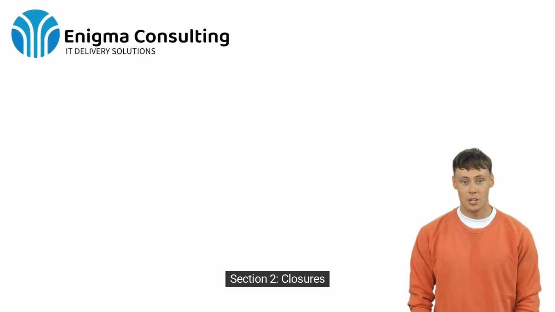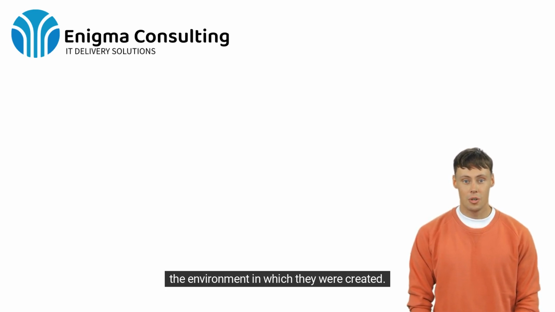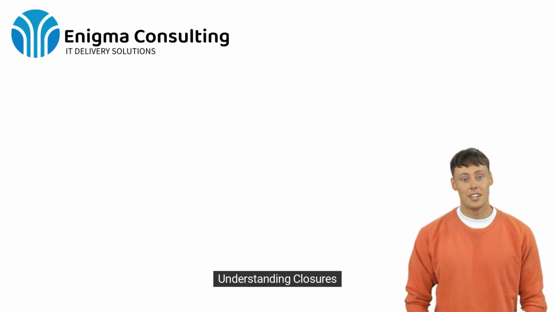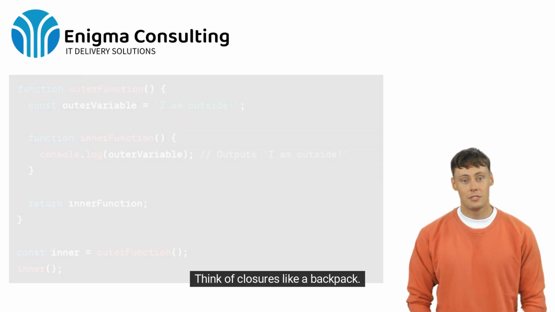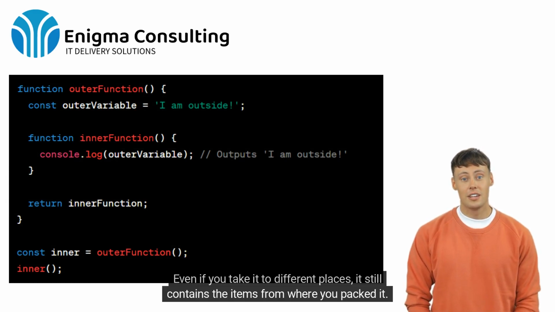Section 2: Closures. Closures are a bit mystical, but they are simply functions that remember their lexical scope, meaning they remember the environment in which they were created. Understanding closures. Think of closures like a backpack. Even if you take it to different places, it still contains the items from where you packed it.